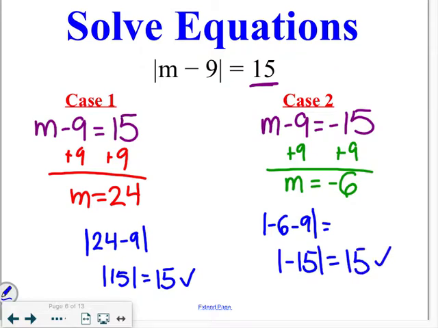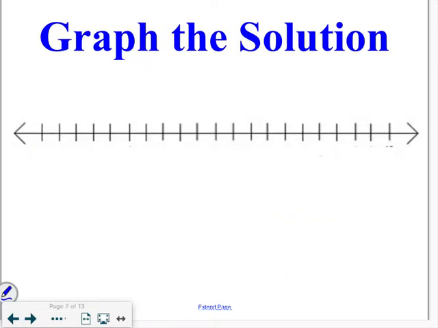So those are your two answers. The next thing that you'll be asked to do is to put that solution on a graph. In this case, your graph is just going to be a number line. You're going to want to put 0 into the middle, and then our answers were 24 and negative 6. So we want to make sure that both of those fit on our graph.